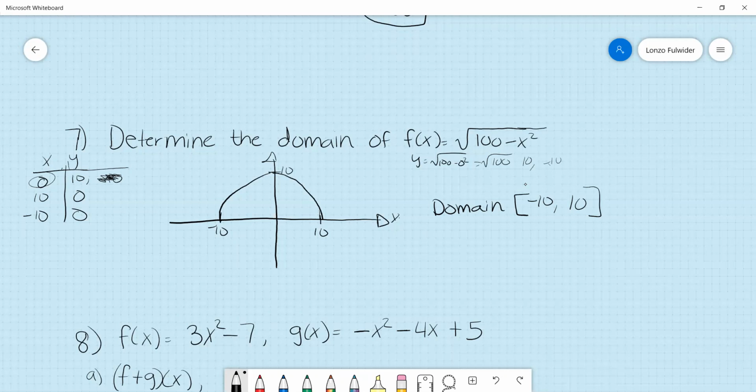The reason I'm not going to use parentheses is because a bracket means that value is included. When you plug in -10, you get a y value of 0, so that means it is included. It's like a dark circle. So that's why I'm going to use brackets from -10 to 10. Okay, that was 7. When you find the domain, sometimes it's easier to first graph it, if you know how, because that makes it so much easier.